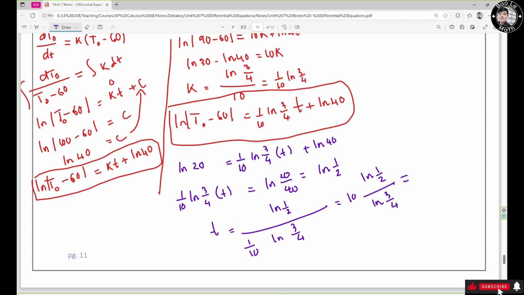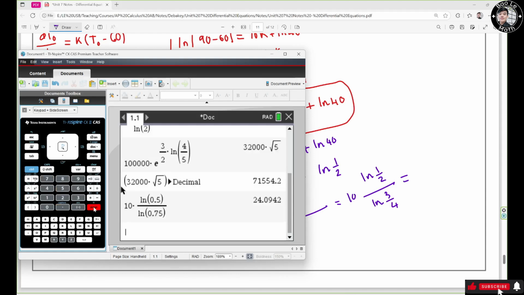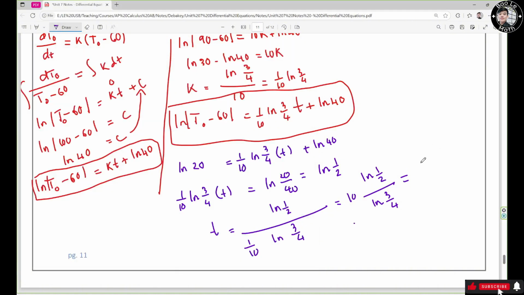Now I'm going to pull up the calculator. I'm going to hit 10 times parenthesis natural log of 1/2, which means natural log of 0.5, divided by natural log of 3 over 4, which means natural log of 0.75. Then I hit enter. The answer is 24.094.